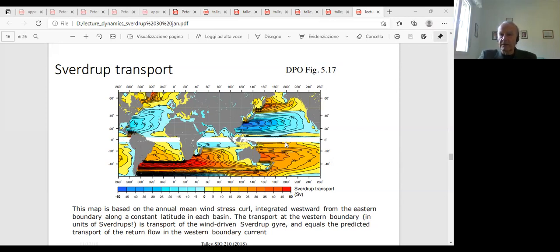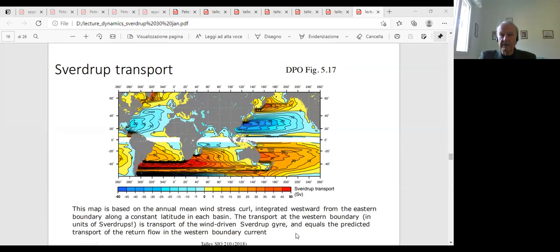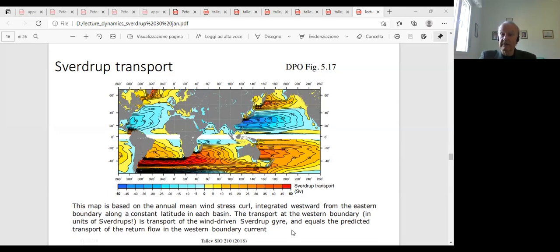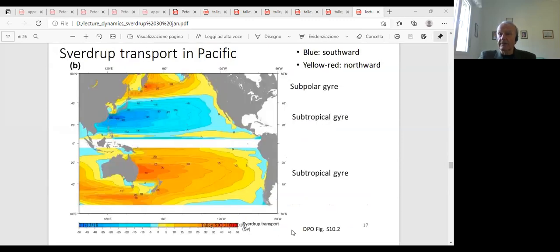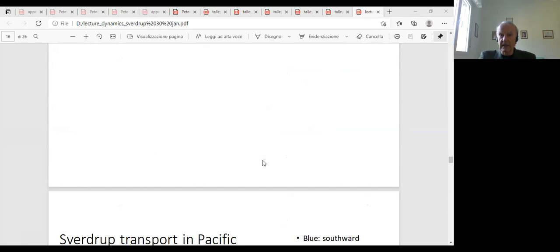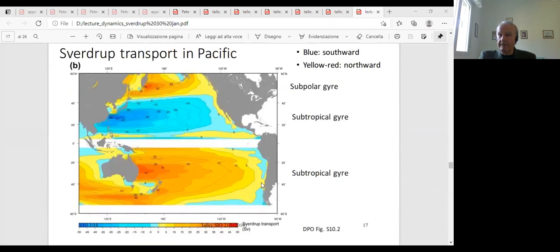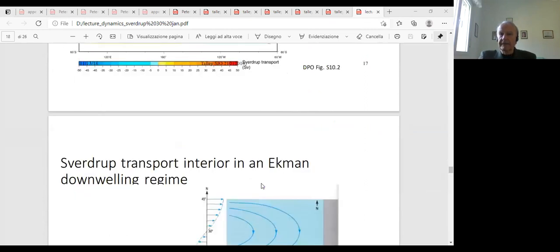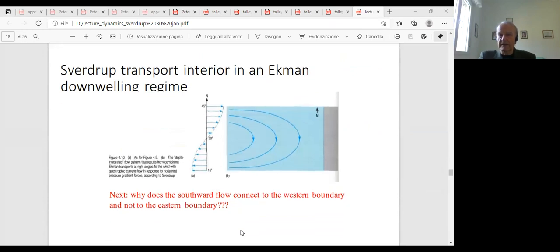And so this is the wind-driven Sverdrup transport, and obviously the transport of the wind-driven Sverdrup gyre equals the predicted transport of the return flow in the western boundary current. The same thing is the Sverdrup transport in the Pacific. It was over the World Ocean. In the Pacific, again, you have here this is what we already discussed before.